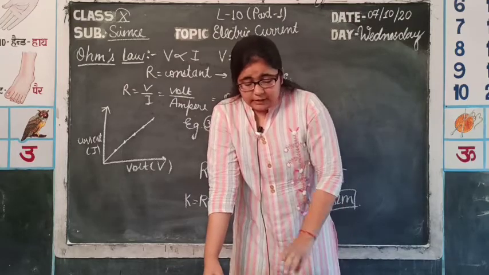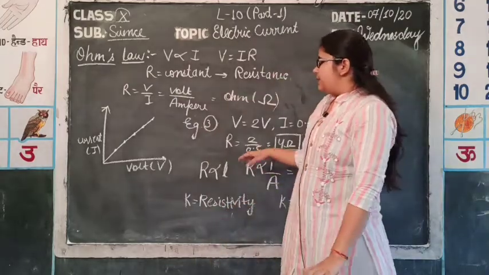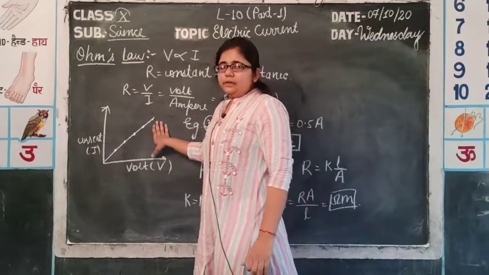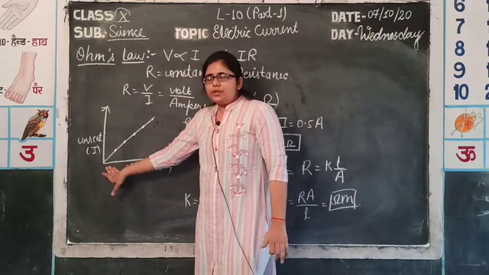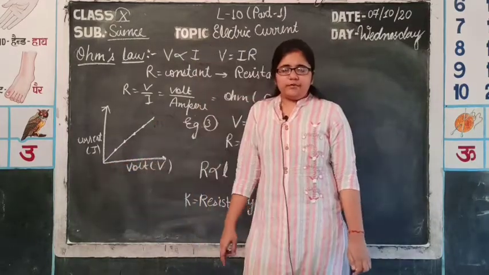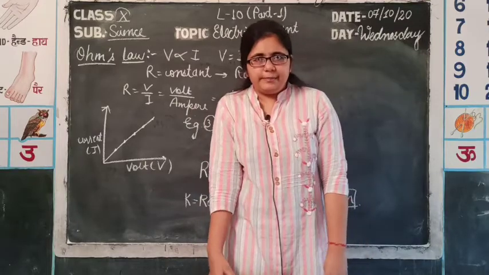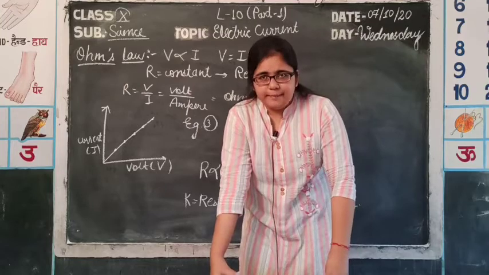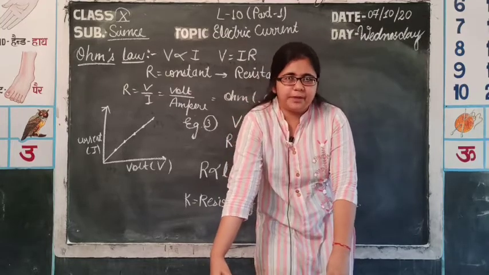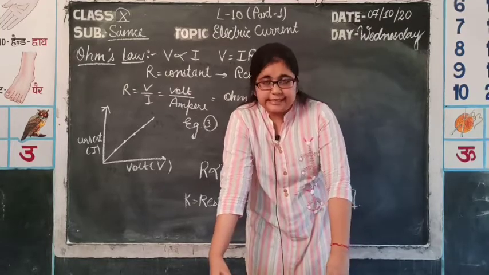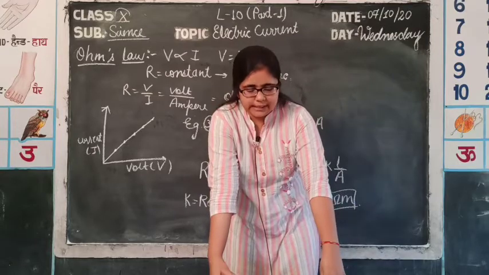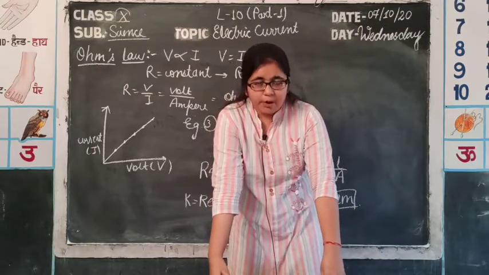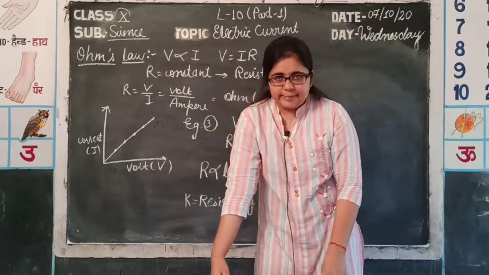The graph obtained by Ohm is directly proportional, that is, a straight line graph starting from the origin point. This was the graph which was experimentally verified by the scientist Ohm. Then an example regarding the relation between R, V and I, that is resistance, potential difference and current, is given in your book on page number 134, example 3.